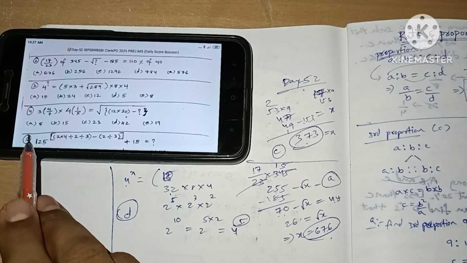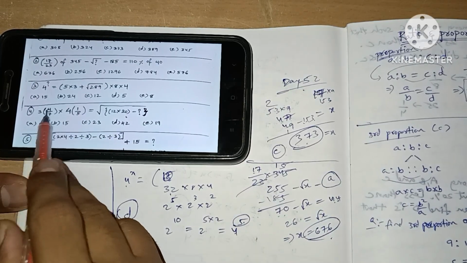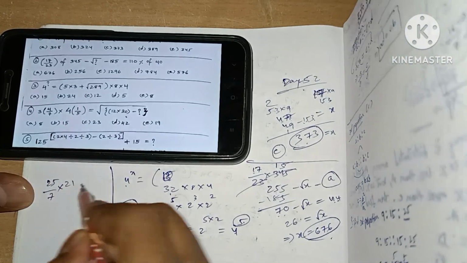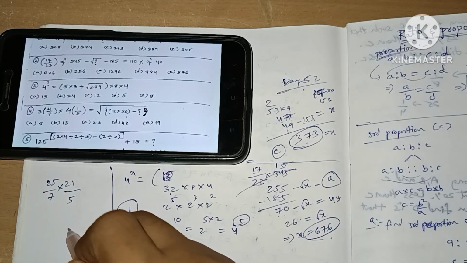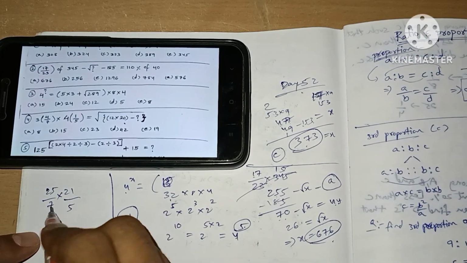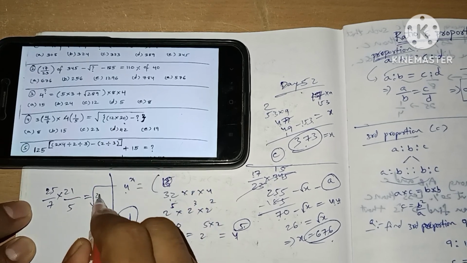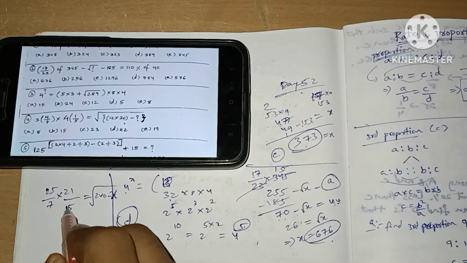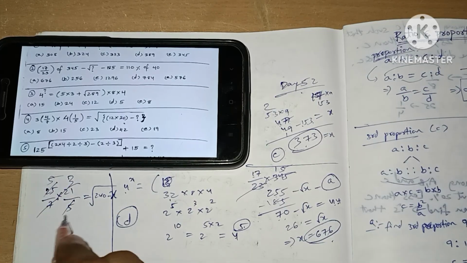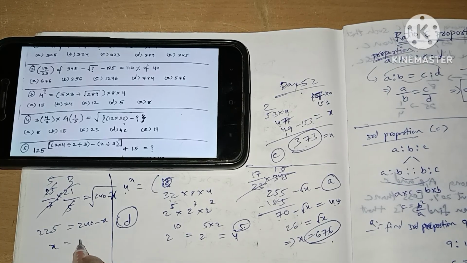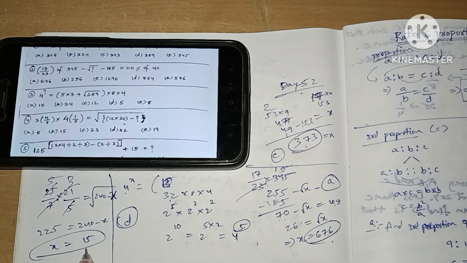Next, fourth question. 3 4 by 7 means 7 3 times 21. 25 by 7 into 4 5 times 20. 21 divided by 5. So this whole equals root over 12 20 times, which will be 240 minus x. So here 7 3 times 5, 5 3 times 15. This root comes this side with square. 15 square, 225. 225 equals 240 minus x. x equals 15. So the answer is x equals 15. Option B is our answer.